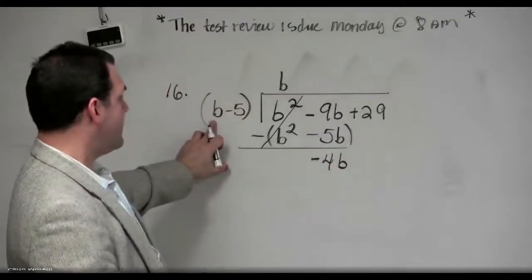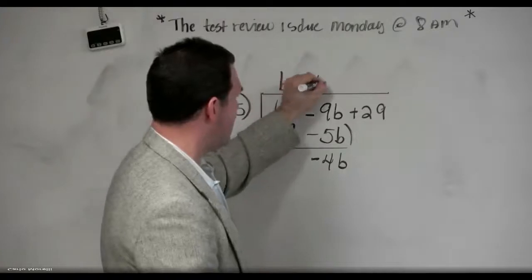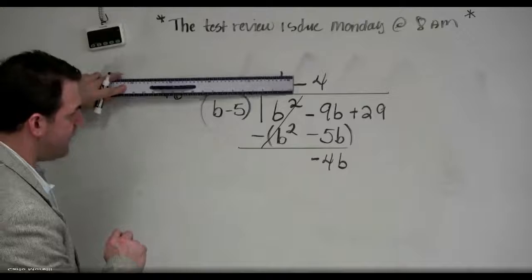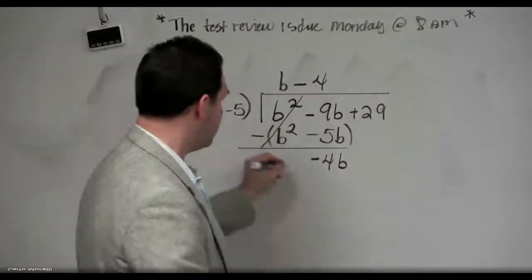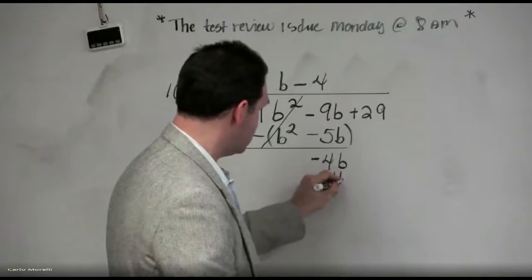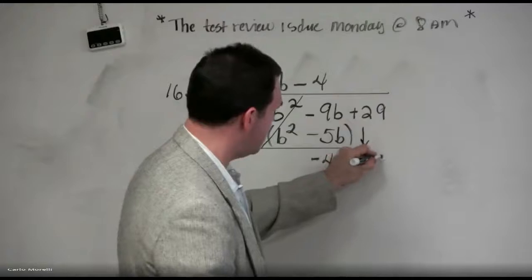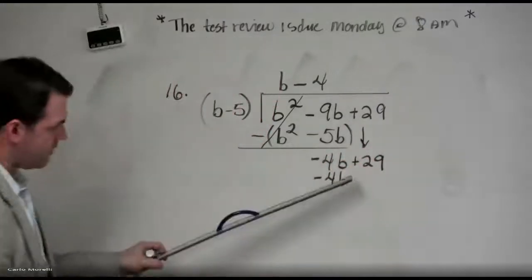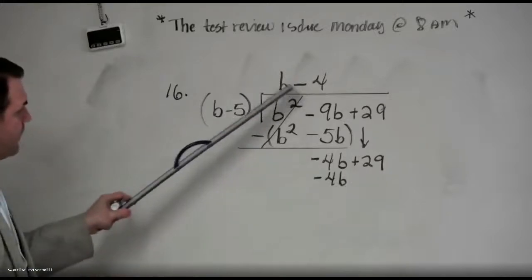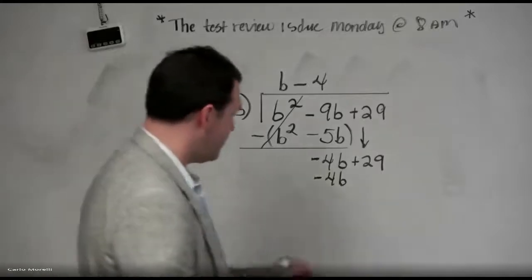Now, negative 4 times b equals negative 4b, so the next part of my quotient is a minus 4. And now I cover up the b and distribute, multiply the negative 4. Negative 4 times b is negative 4b. Forgot to bring down the plus 29 here. Doesn't matter. Okay, just make sure you write that in, plus 29. Now, negative 4 times b is negative 4b. Negative 4 times negative 5 is plus 20.